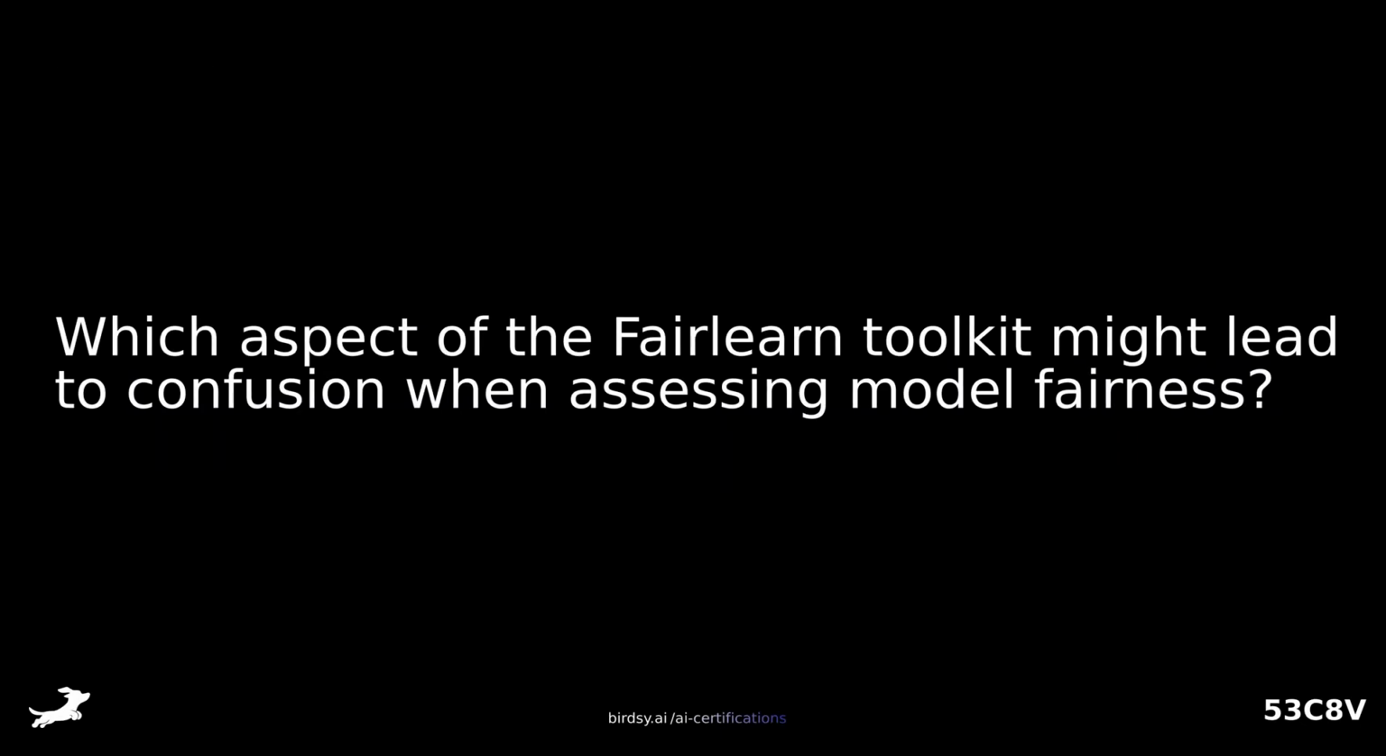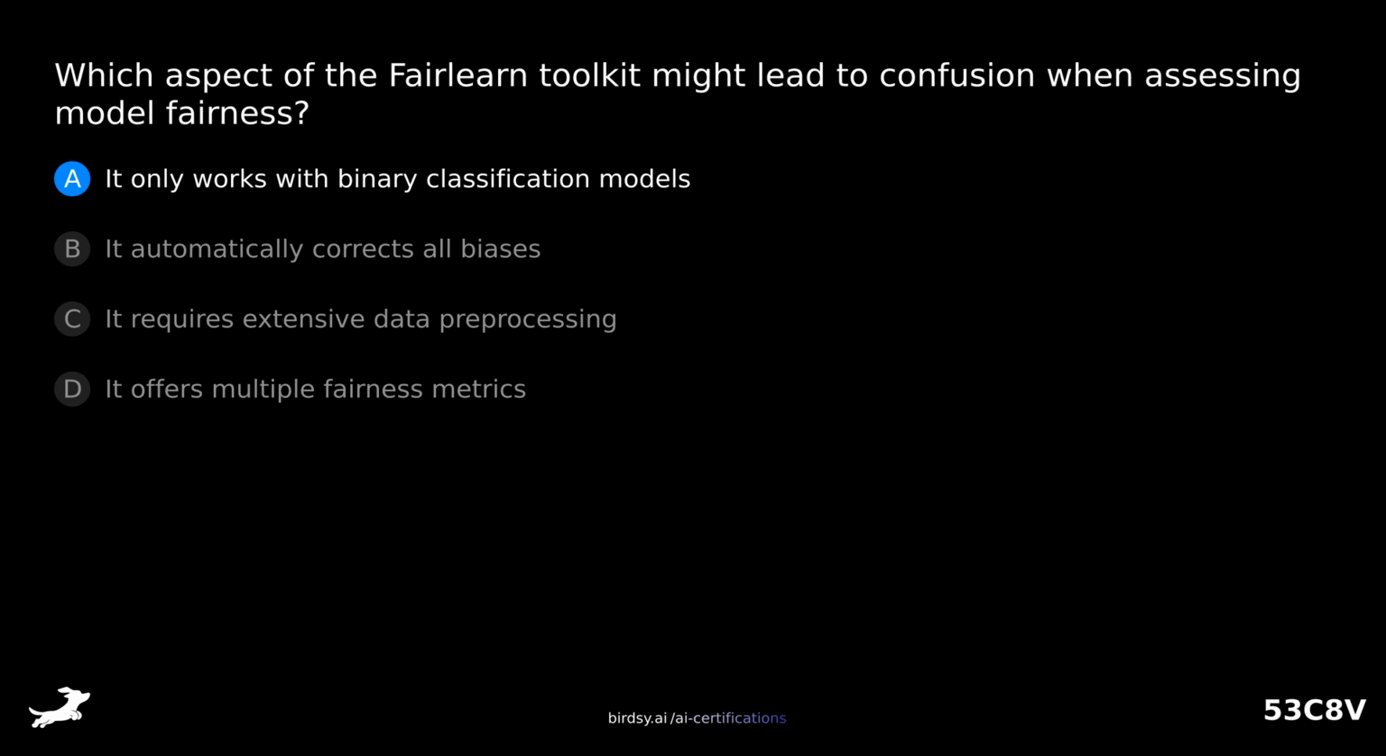Which aspect of the FairLearn toolkit might lead to confusion when assessing model fairness? Is it A, it only works with binary classification models, B, it automatically corrects all biases, C, it requires extensive data pre-processing, or D, it offers multiple fairness metrics? The answer is D, it offers multiple fairness metrics.